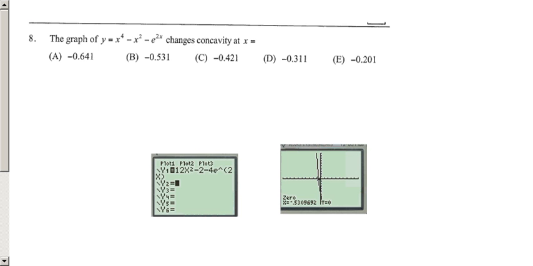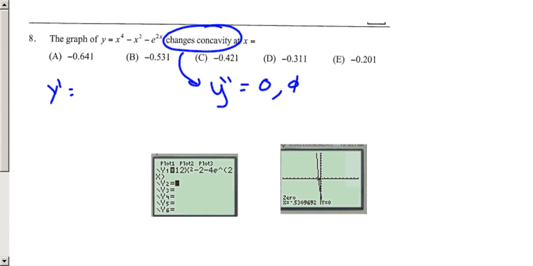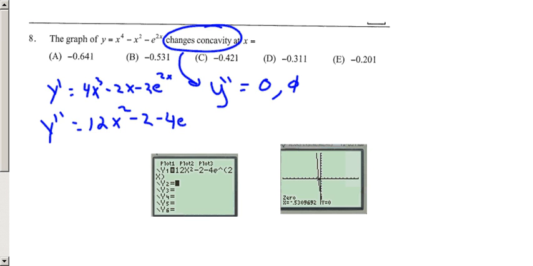Okay, changing concavity. A function changes concavity. The only places where it can change concavity is where the second derivative either equals 0 or it's undefined. So let's find the second derivative. We get the first derivative is 4x cubed minus 2x minus 2 e to the 2x, using the chain rule on that last term. And then y double prime is going to be 12x squared minus 2 minus 4 e to the 2x. Taking the derivative of the e to the 2x, we're going to keep bringing a 2 down, multiplying it by 2.